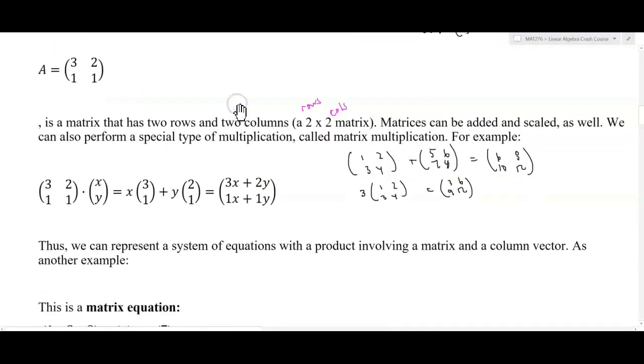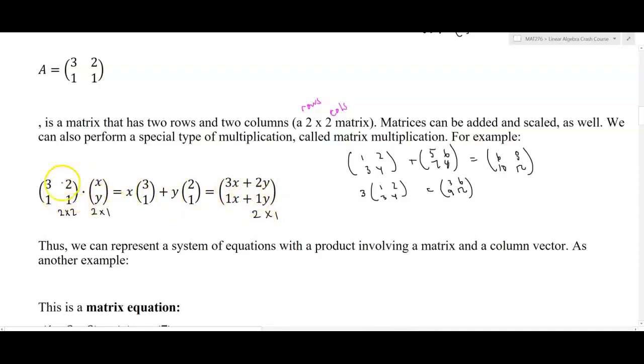So when we actually conduct matrix multiplication, it's a little bit strange. It's not the way we add vectors or scale vectors or even add matrices or scale matrices. You would think that they would have to be the same size, but here I have a 2 by 2 matrix multiplying a 2 by 1 vector, and what I end up with is a vector that has 2 rows. Remember, 3x plus 2y is a single number, even though it has 2 terms. This is still 2 rows with just 1 column.